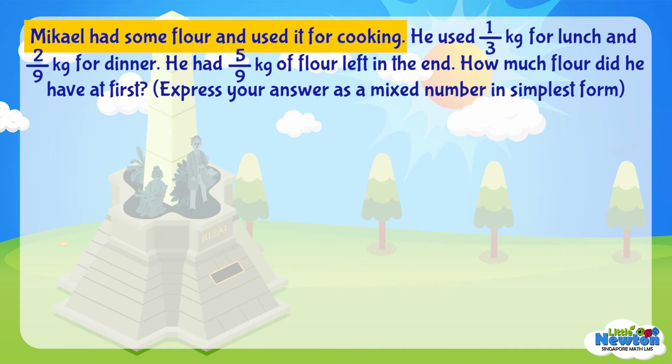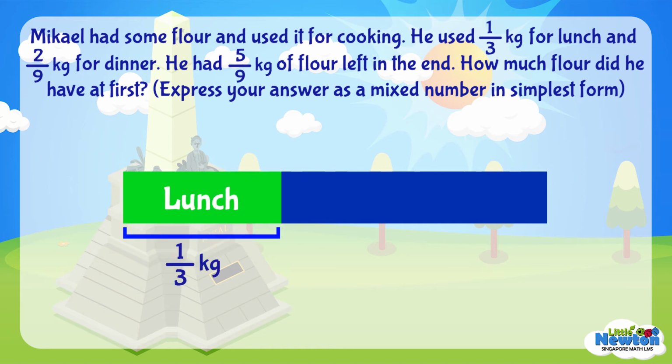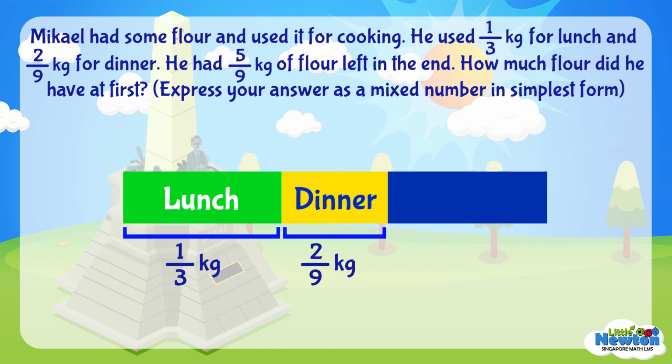Mikael had some flour and used it for cooking. Let's use a rectangle to represent the total amount of flour Mikael had at first. He used 1/3 kilogram for lunch and 2/9 kilogram for dinner. He had 5/9 kilogram of flour left in the end. Let's divide the rectangle up into 3 parts. The first part represents the 1/3 kilogram of flour he used to make lunch. The second part represents the 2/9 kilogram of flour he used to make dinner. The last part represents the remaining 5/9 kilogram of flour he had left.